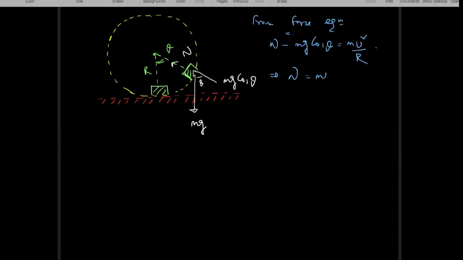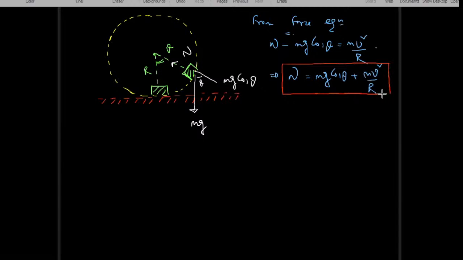So N is equal to mg cos theta plus mv square by r, right? Shashi? Sir, how will the normal reaction act? It is a vertical circular track, no, sir? Then is it the normal reaction or tension? Tension is not there, it is a block. I'm not taking the example of the pendulum. Okay, sir.